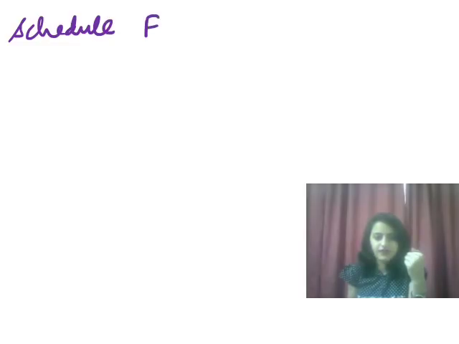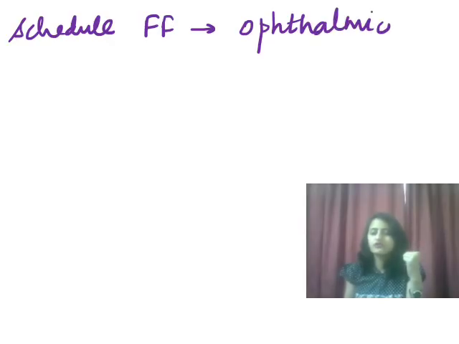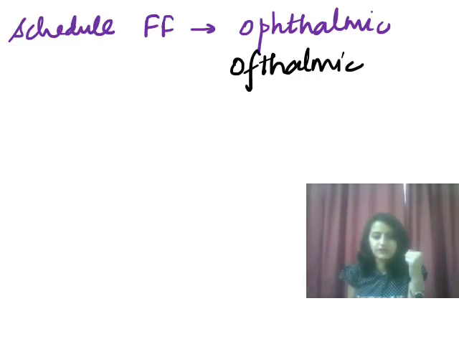Schedule that we would be seeing is schedule FF. So schedule FF is for ophthalmic drugs. How do we remember that? We remember it by spelling ophthalmic as OF. So FF is for ophthalmic drugs.